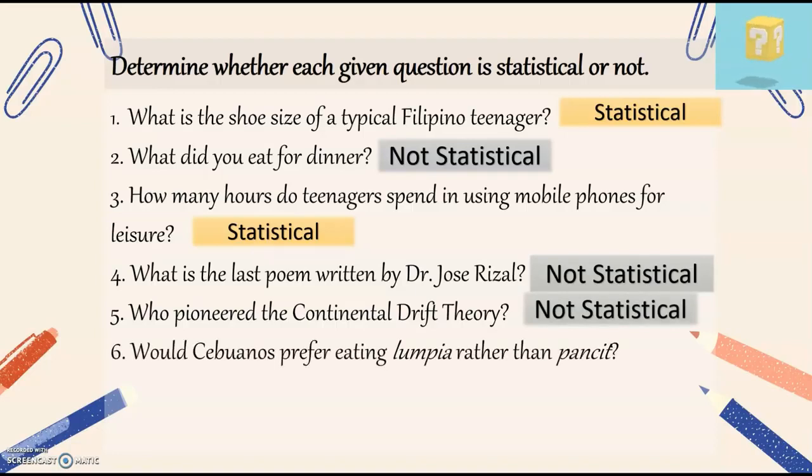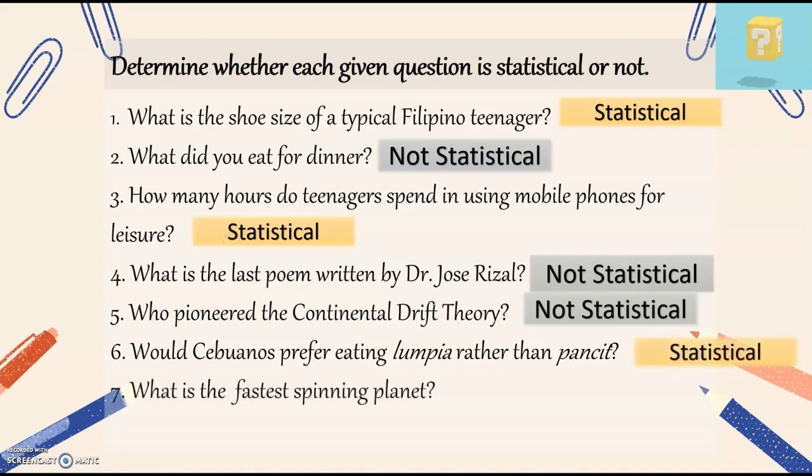6. Would Cebuanos prefer eating lumpia rather than pancit? Correct. This is a statistical question because the process of answering this requires a statistical process. So it involves getting a representative group of Cebuanos and data as to which they prefer eating is to be collected. From the data gathered, which had undergone a quality check, a preference could be obtained. Such preference represents a possible answer to the question.